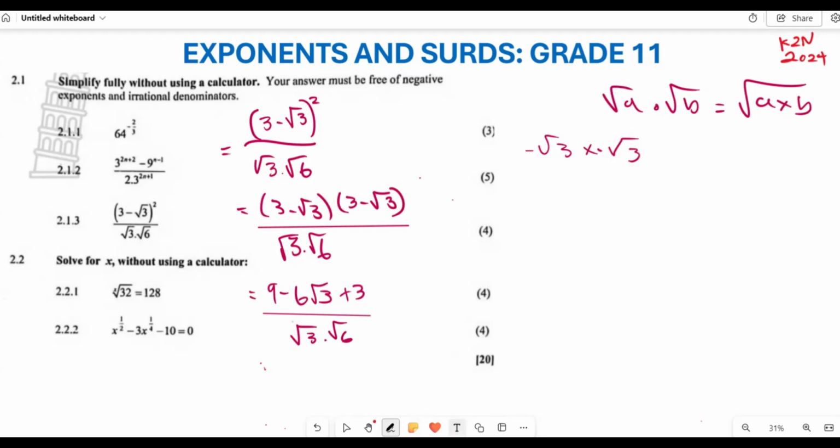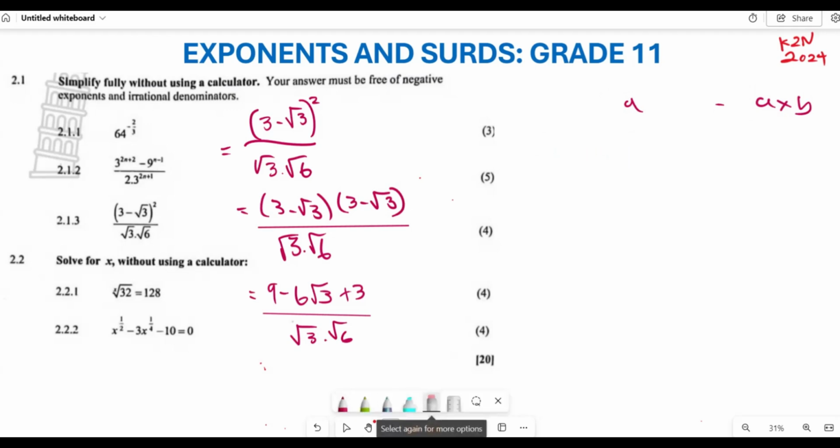And now what is it then that I'm going to do from here? I am going to collect my like terms in my numerator and also in my denominator. So in my numerator, can you see what I'm going to end up having here? What is 3 plus 9? This is the same as 12. So this is the same as 12 subtract 6 root 3. This is divided by root 3 and multiplied by root 3 again.